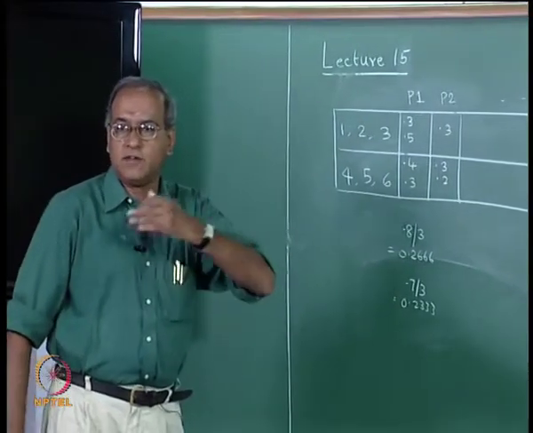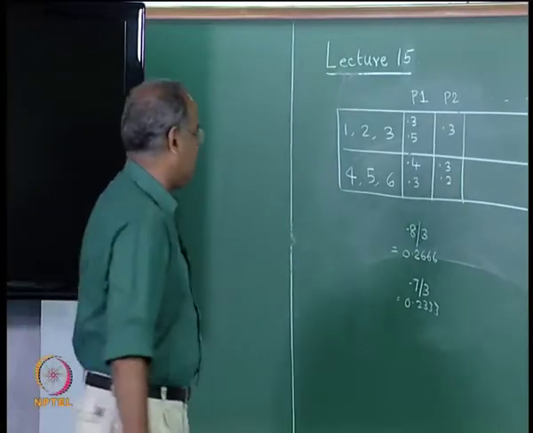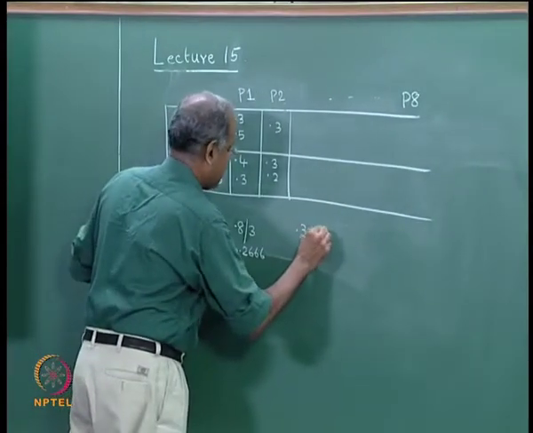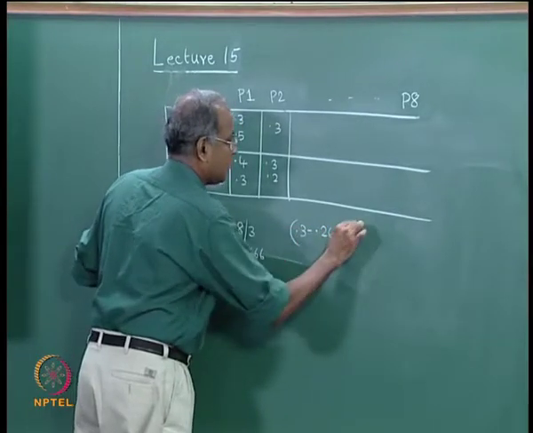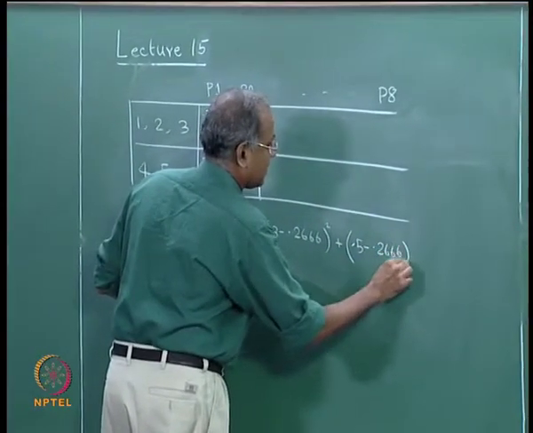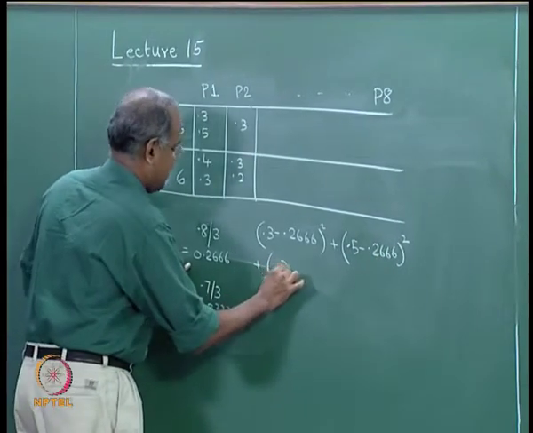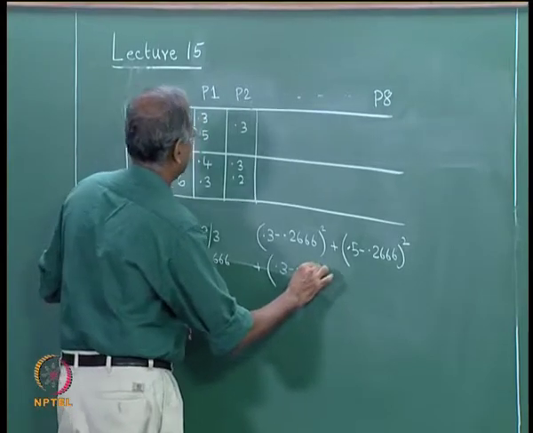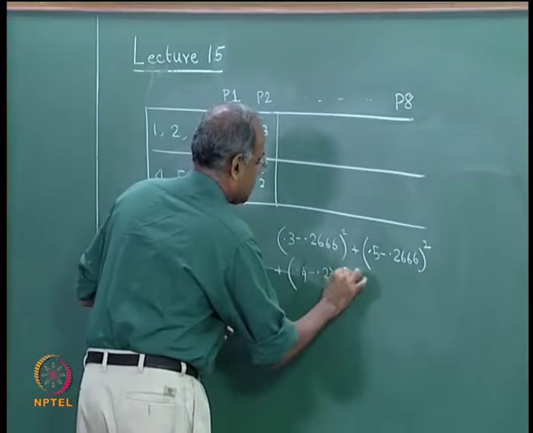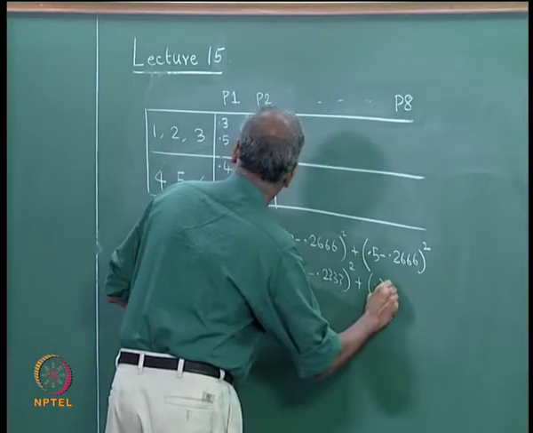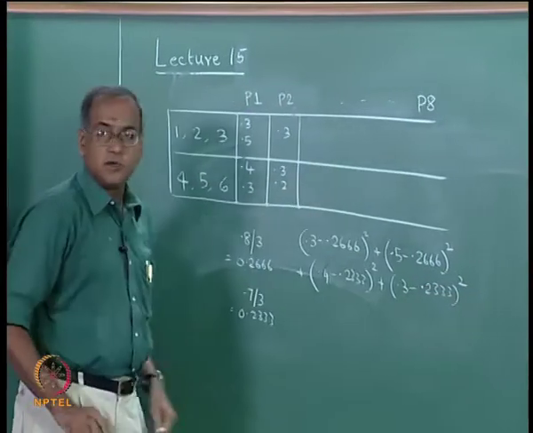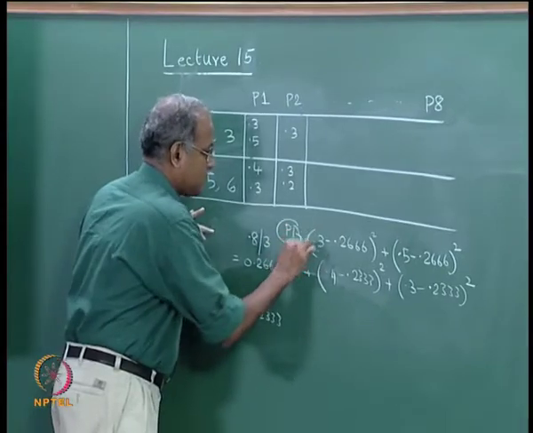Now, what is the cell load variation? The cell load variation is given by, for this, (0.3 minus 0.2666) square plus (0.5 minus 0.2666) square plus (0.3 minus 0.2333) square plus (0.3 minus 0.2333) square is the contribution of P1. This is the contribution of P1.